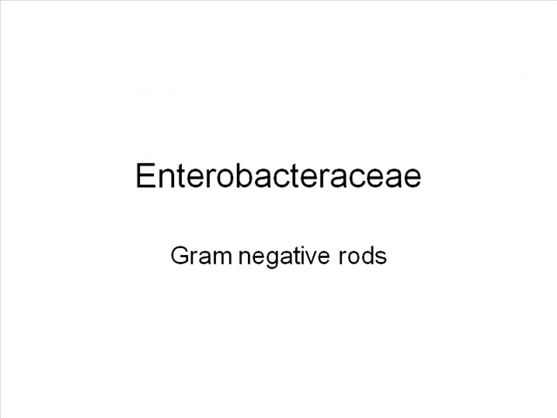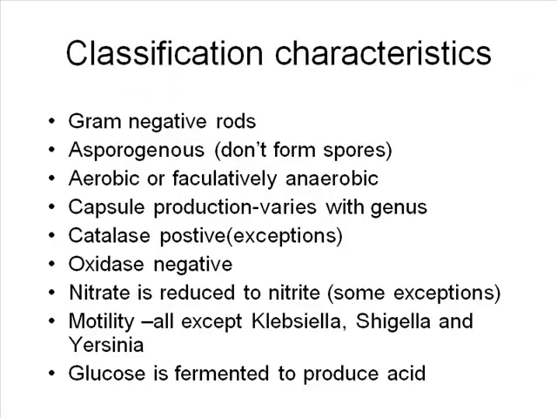Now, let's talk about the Enterobacteriaceae, which is a huge group of organisms that are the gram-negative enteric rods. Remember some of the characteristics that go along with them and what we associate this group with. All right. One of the keys, too, is that they are all oxidase negative. If you have an organism that's oxidase positive, it is not in this group.